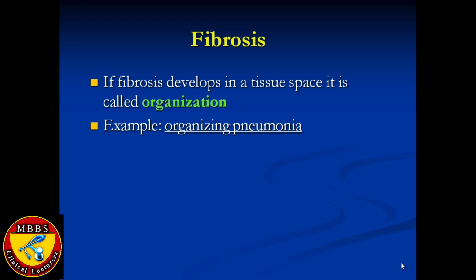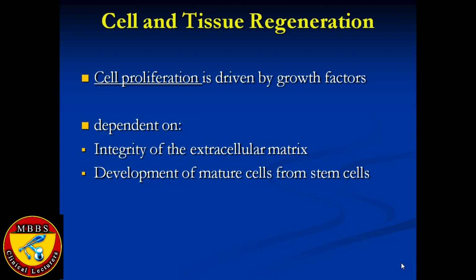Another term is organization. Organization is the fibrosis which develops in tissue spaces where an inflammatory exudate is present. For example, in lungs, in cases of pneumonia, you know that there is exudate within the lungs, and this is a type of inflammatory exudate. And when it heals, it may heal with extensive collagen deposition, and then it will be known as organizing pneumonia.